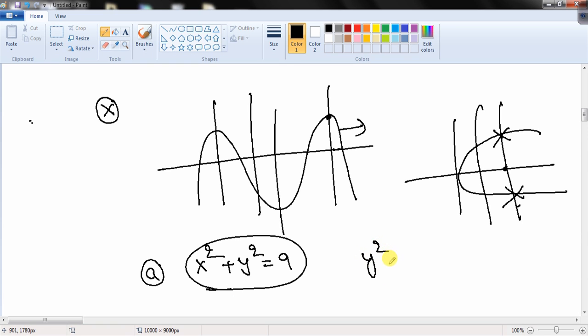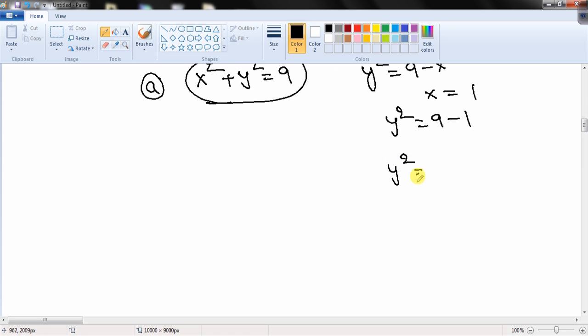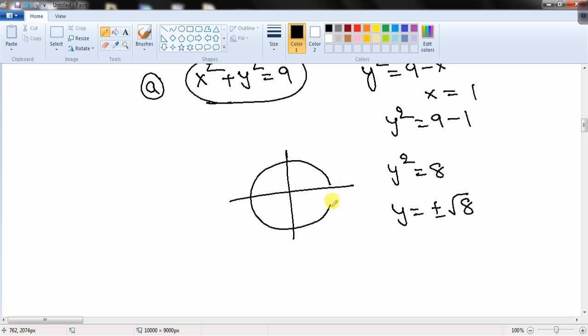So then y square can be written as 9 minus x square. Take x as 1, then y square is 9 minus 1, so y square is equal to 8, y is equal to plus or minus root 8. I got two values. Actually this is a circle. So for 1 you have root 8 and minus root 8. So clearly it is not a function.